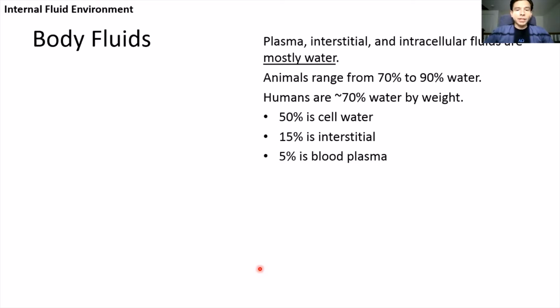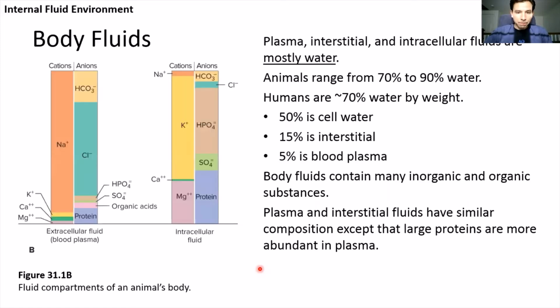About 15% of your body weight is interstitial tissue fluid. Those are just fluids that are outside of cells and are also outside of your blood vessels that are just bathing all your tissues. And only about 5% of your total body weight is blood plasma.